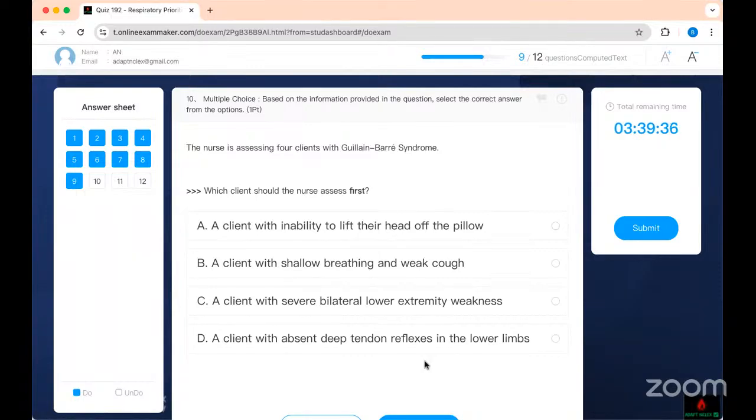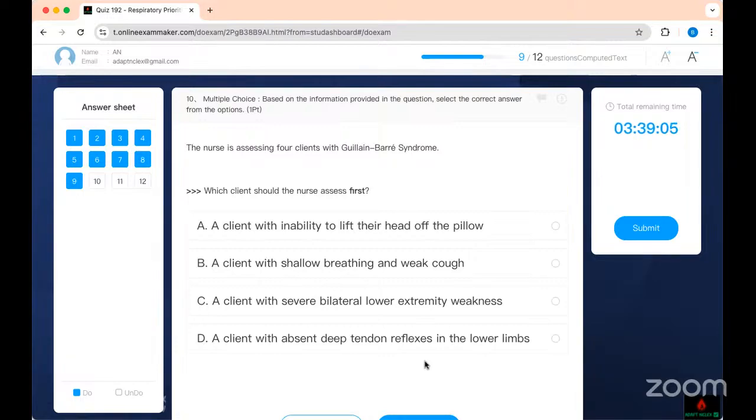Which client should the nurse assess first? We have four patients. They are all Guillain-Barré syndrome patients. So you have a bunch of GBS patients, four of them. Who is in trouble? The one who cannot lift the head off the pillow, the one who is having shallow breathing and weak cough, the one with severe bilateral lower extremity weakness, the one with absent deep tendon reflexes in the lower limbs.